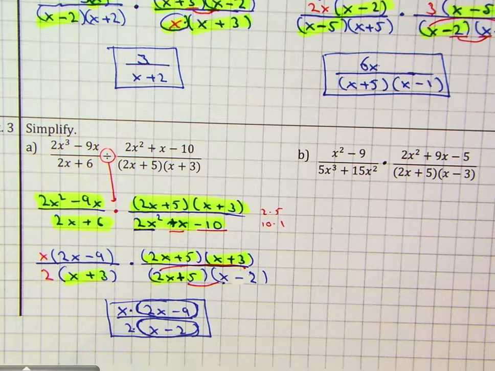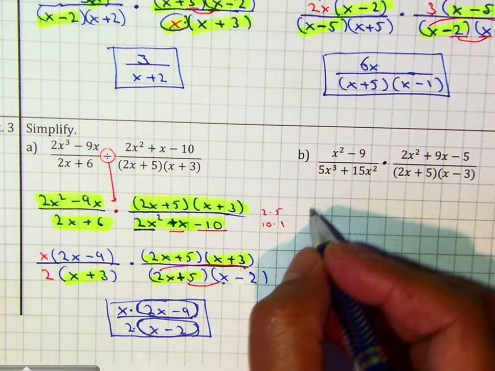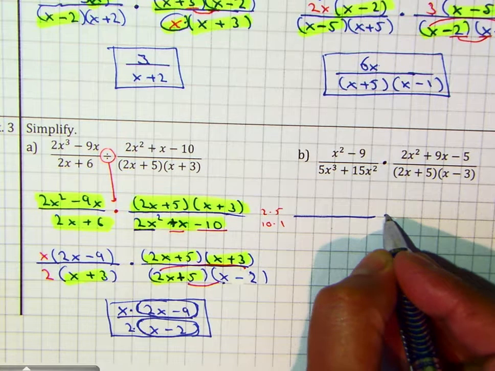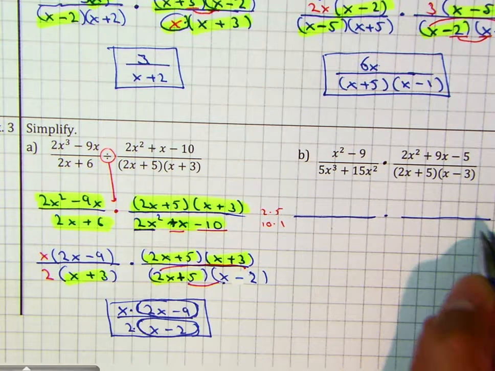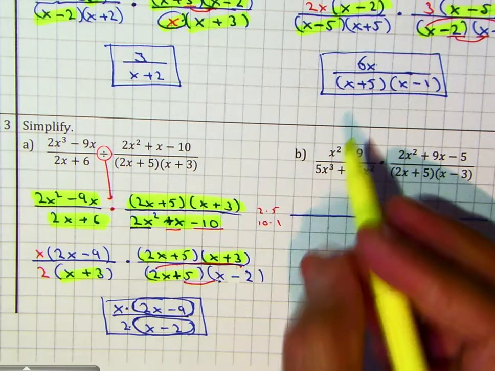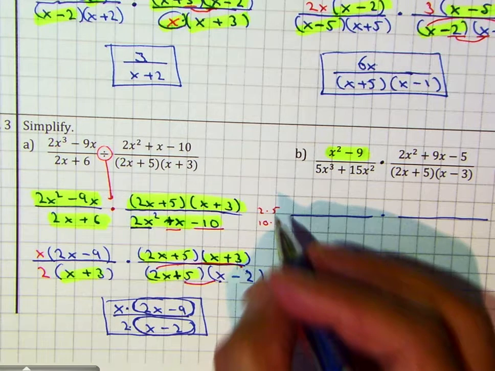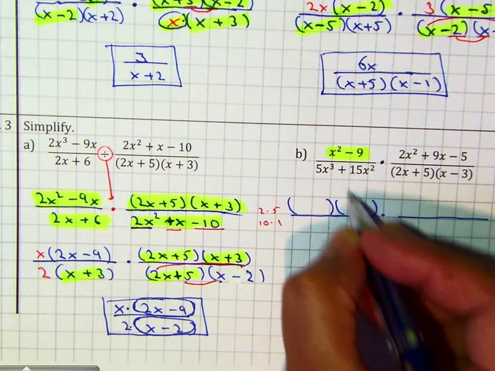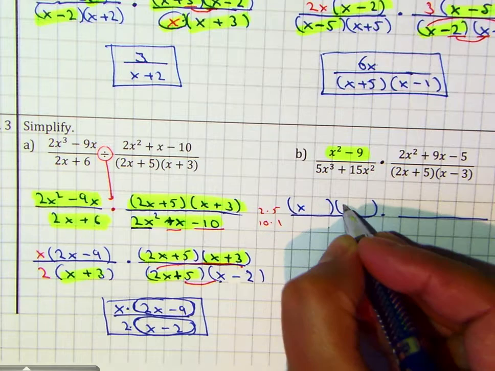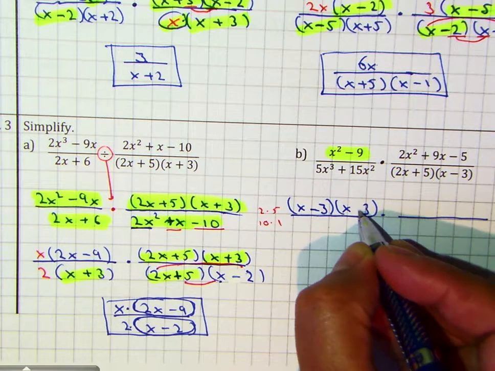And the last problem for today, we have a multiplication. So we can just factor, factor, factor, factor, and cancel, cancel, cancel, cancel. So what is the first binomial called? Correct. That's called the difference of two squares. Factors of x squared, x and x. Factors of 9, 3 and 3. One negative and one positive.